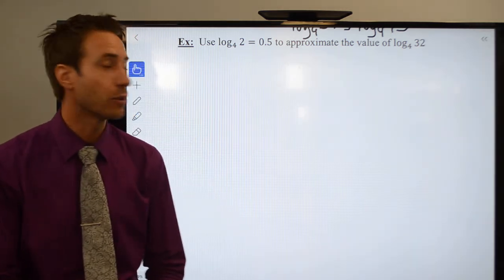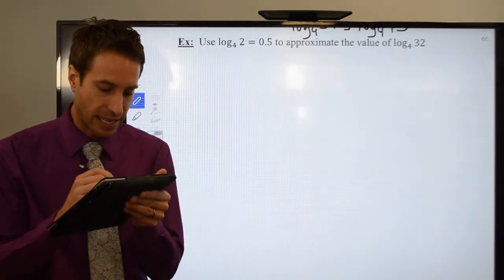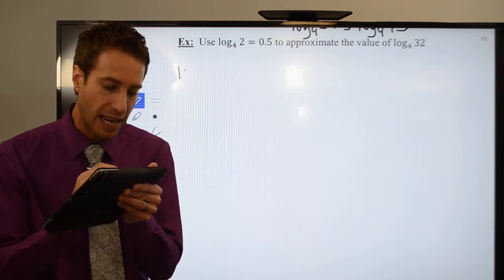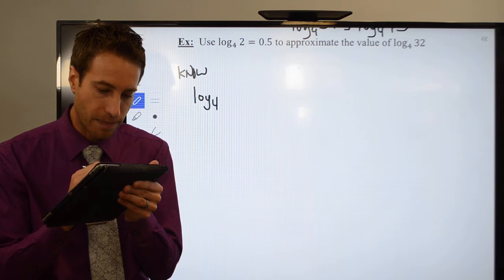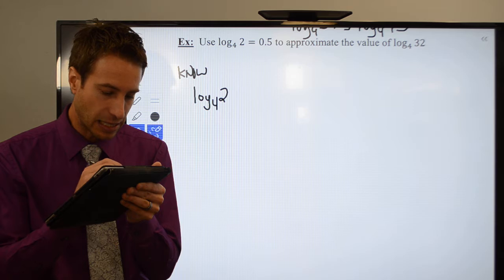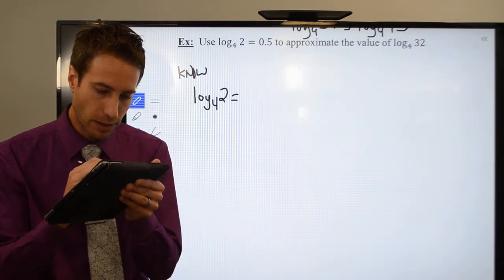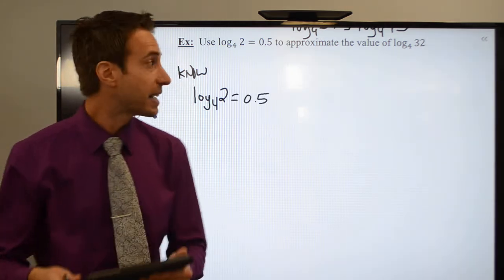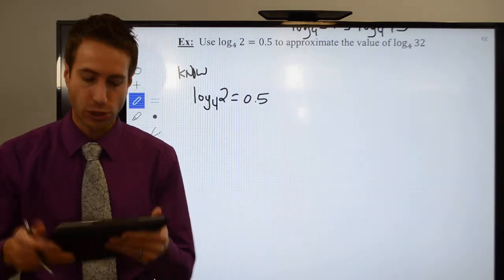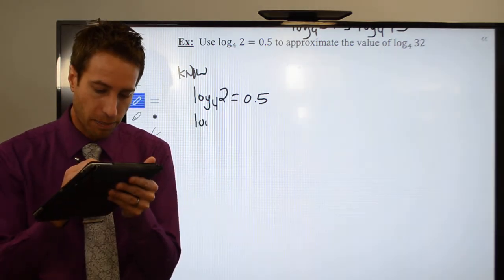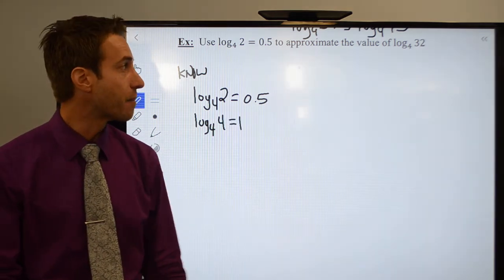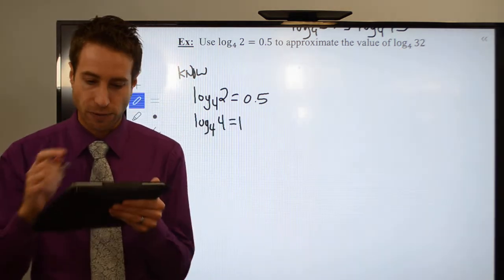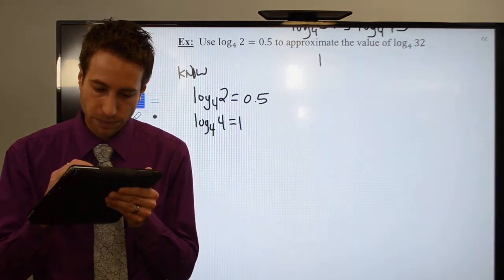So here we go. We've done one of these already. We'll just jump right into this and fly through the next couple. And of course, feel free to work ahead and then just come back and check your answers once you get done. I know that log base 4 of 2, not approximately, it is equal to 0.5. And because it's a log base 4, I also know that log base 4 of 4 is going to be equal to 1. So equipped with that information, let's see what we can do with log base 4 of 32.